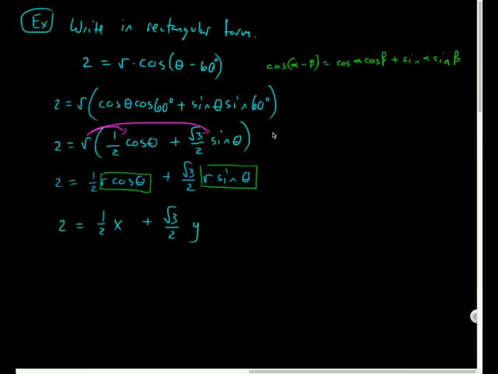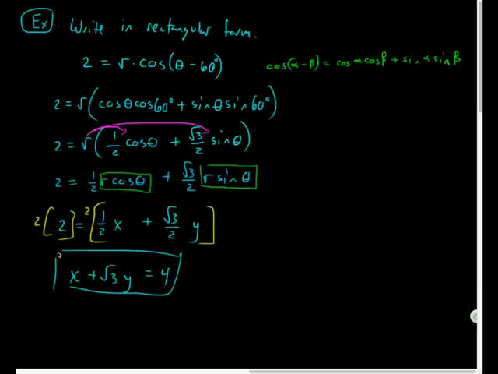This isn't technically in standard form yet. I'd have to also multiply by 2 to get rid of the denominators there, because standard form is just a fan of non-fractions. And I'm actually going to switch the sides here too. So I'll have x plus the square root of 3 y equals 4. So there is a standard form for that equation.